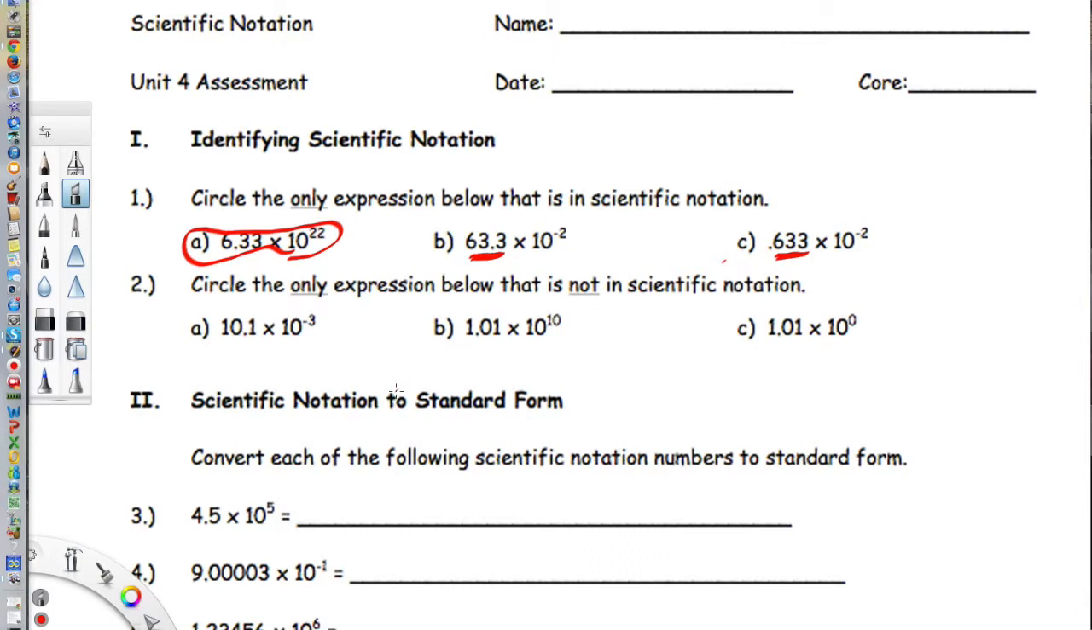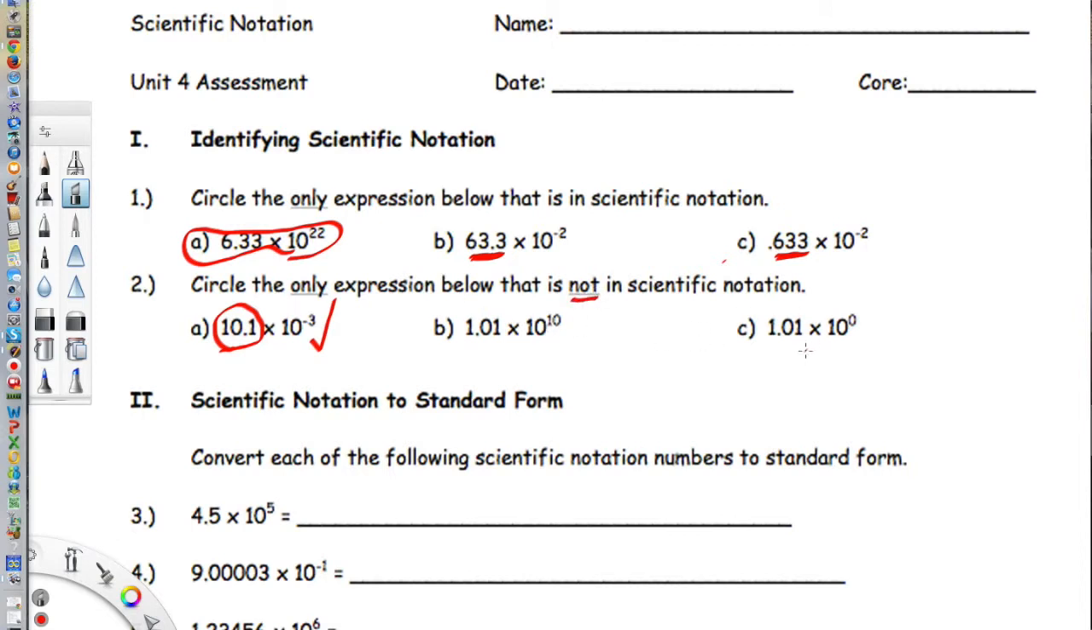Number 2, circle the only expression below that is not in scientific notation. Well, when I take a look at A, I see right away that A is disqualified because I have 10.1, which is greater than 10. Therefore, this is not in scientific notation. But on the other hand, B, we see its coefficient is between 1 and 10, and it has a base 10 number. So it is in scientific notation.